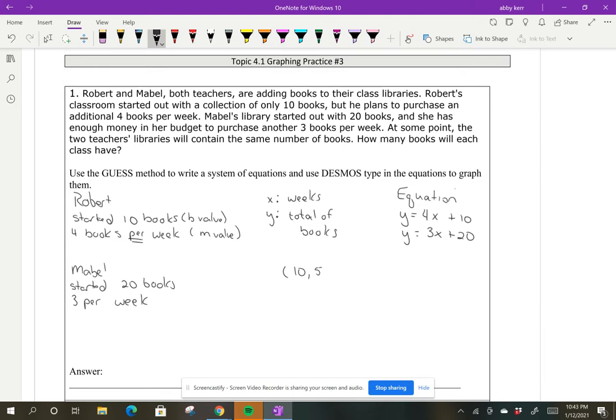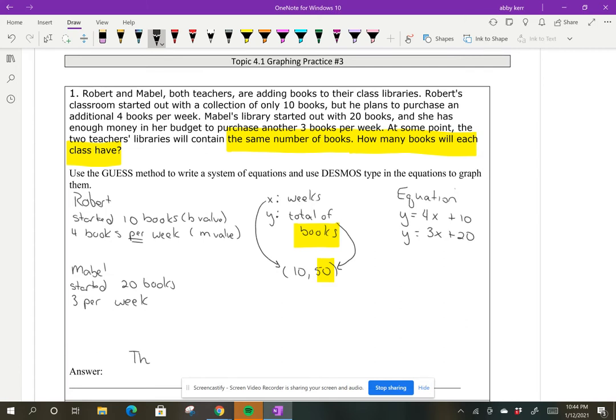Now that 10, 50 means something. X is for weeks, and then Y is for the total books. Now notice it says at some point, the two teachers' library will contain the same number of books. How many books will each have? We're talking about Y. So 50 is the Y.